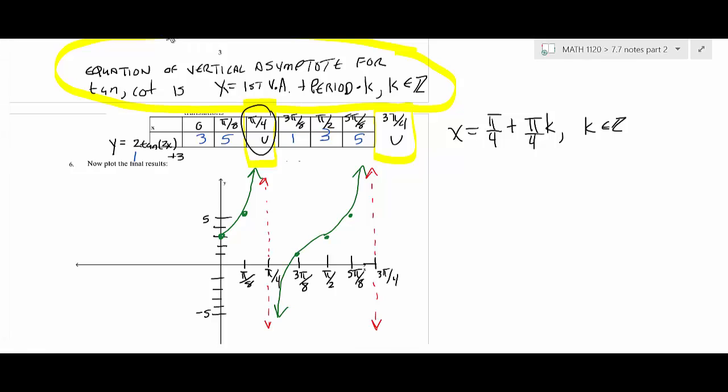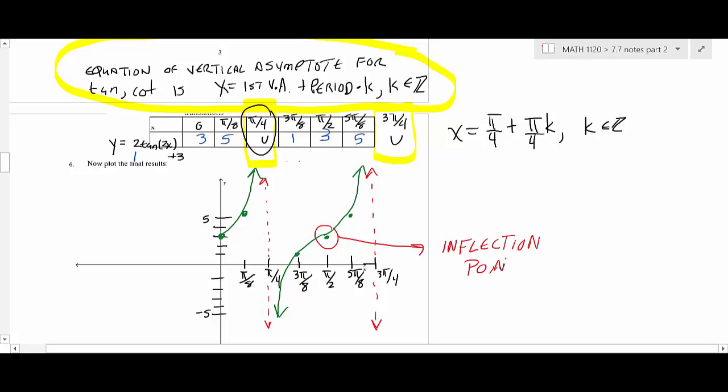One thing that you might want to make a note of here is this point right here in the middle. We usually call that an inflection point. If any of you have taken calculus in high school, did you ever learn about inflection points? It's just a nice term to know for a tangent and cotangent. It's where, in the middle of the period, that is. Okay, so what do you think?